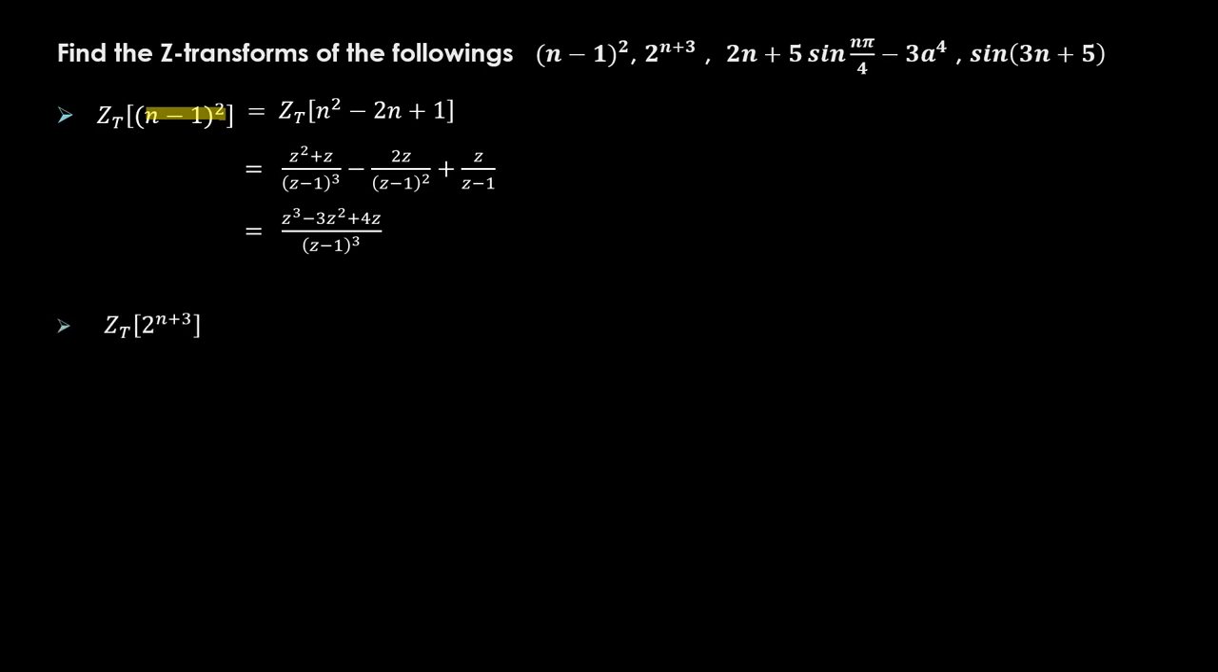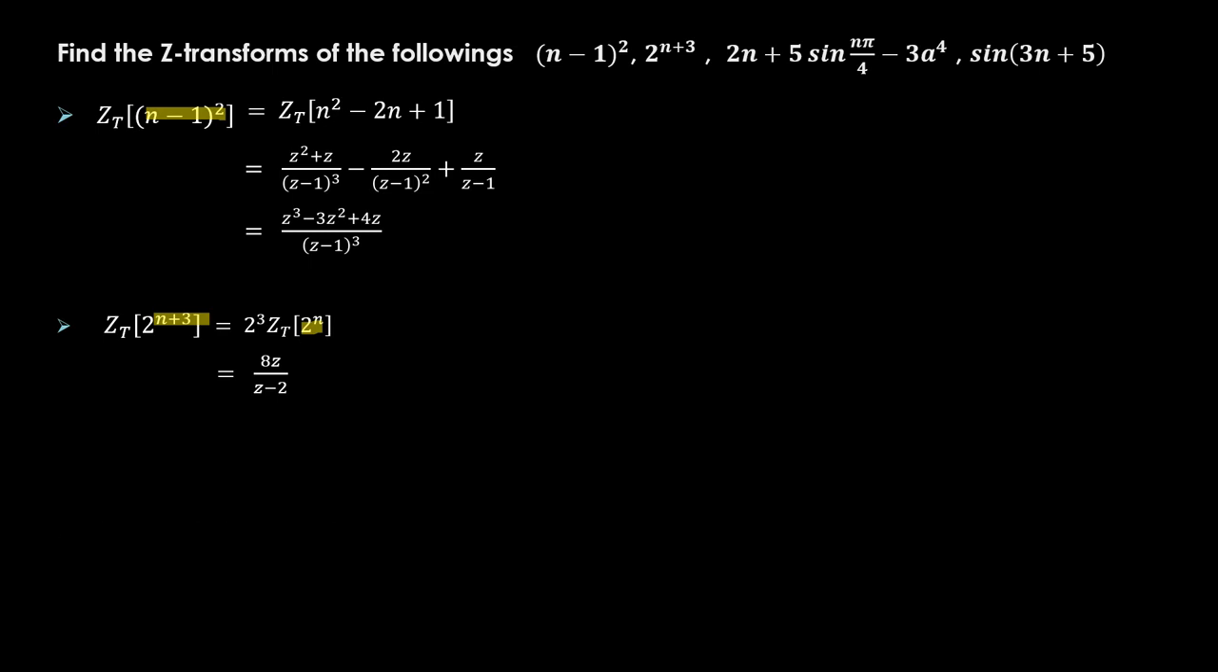Next problem, z transform of 2^(n+3). You can write 2^(n+3) as 2^n into 2^3. Again, 2^3 is a constant term, you can take it outside. So it becomes 2^3 into the z transform of 2^n. What is the z transform of 2^n? It is z by z minus 2. So the answer is 8z divided by z minus 2.